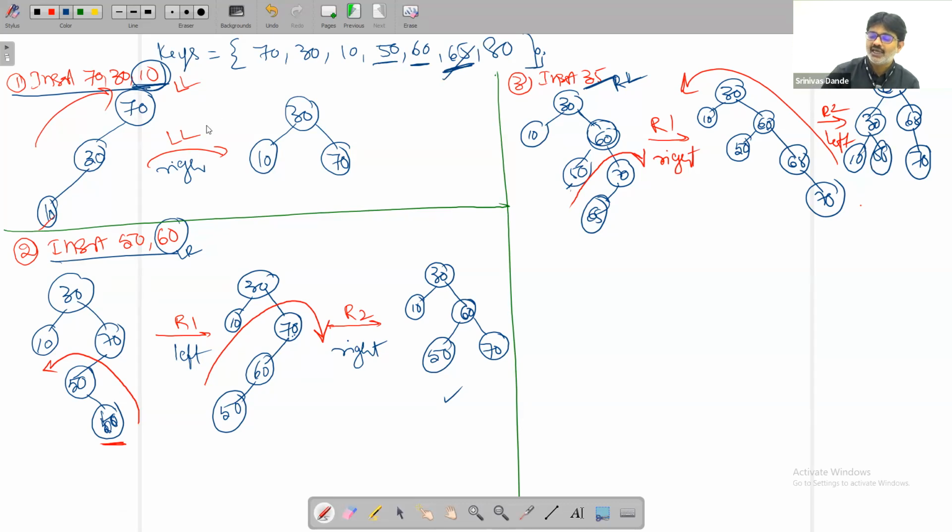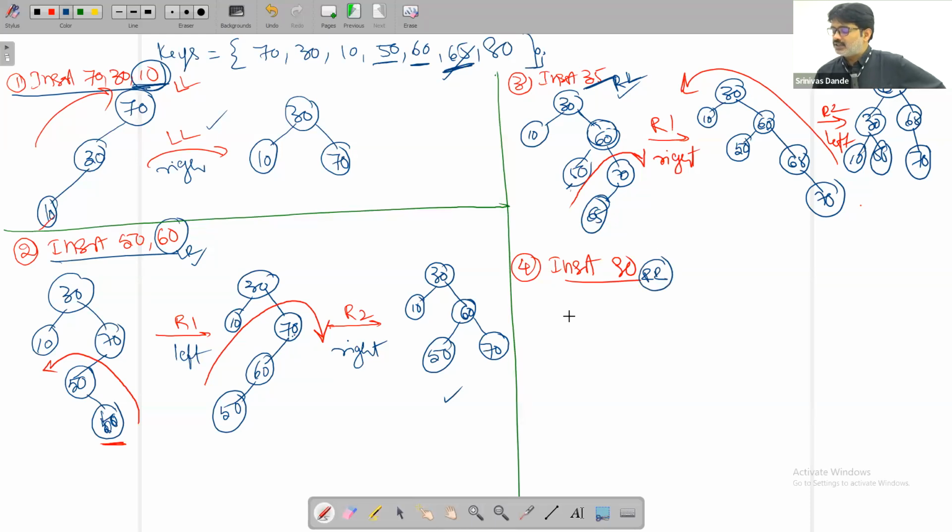Here I caused an LL. Here I caused LR intentionally. Here I caused an RL. Okay, one more will finish it off. The fourth case: I will finish it by inserting 80 now. Insert 80. This has to cause RR. That is my goal. We'll see whether it causes it or not.